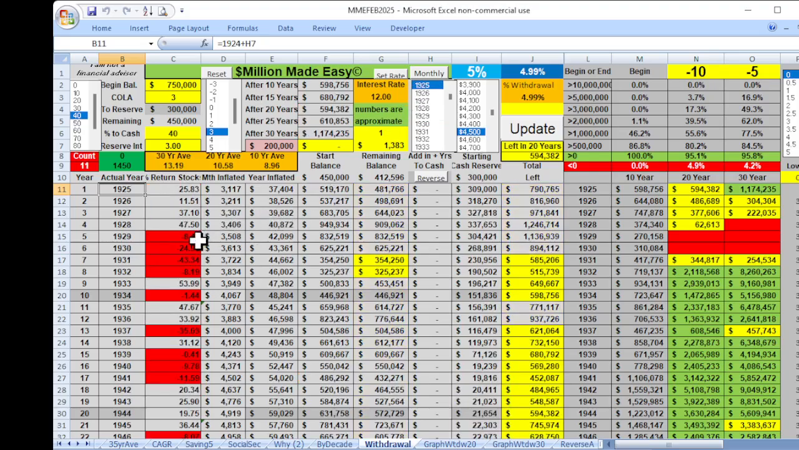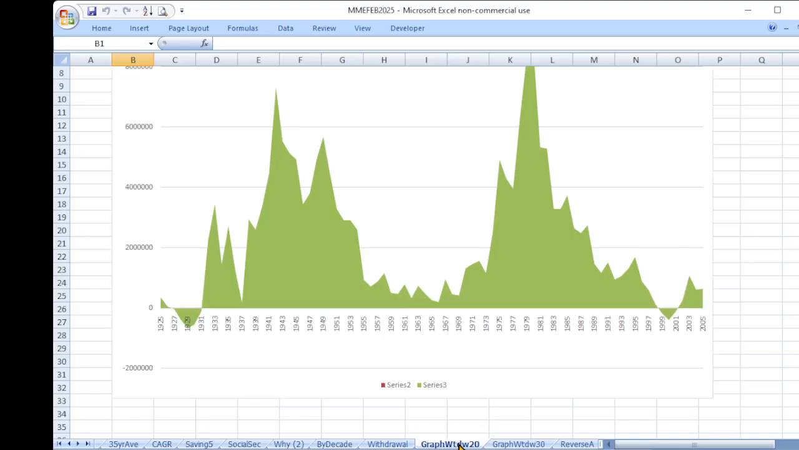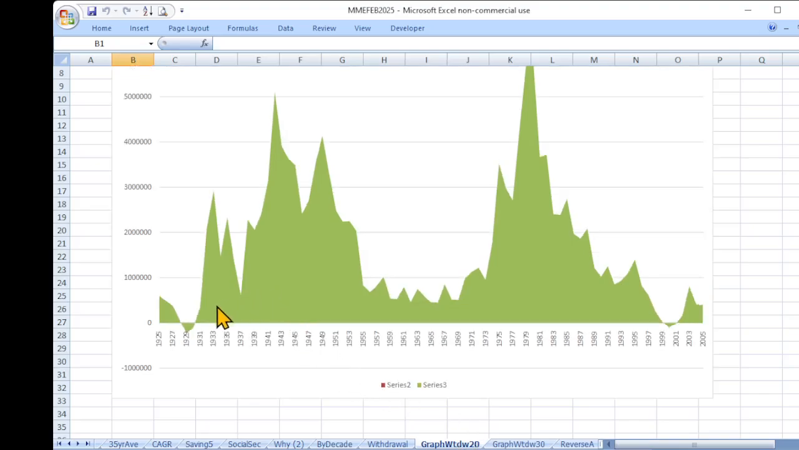The worst case scenario for like 1929 and so on going forward. Looks like 95% of the time after 20 years, you would have money left. And not only that, look at the graph, folks. This is the actual graph. The only time we have issues is around 1929, and also around the year 2000, but look at all these other numbers, folks.